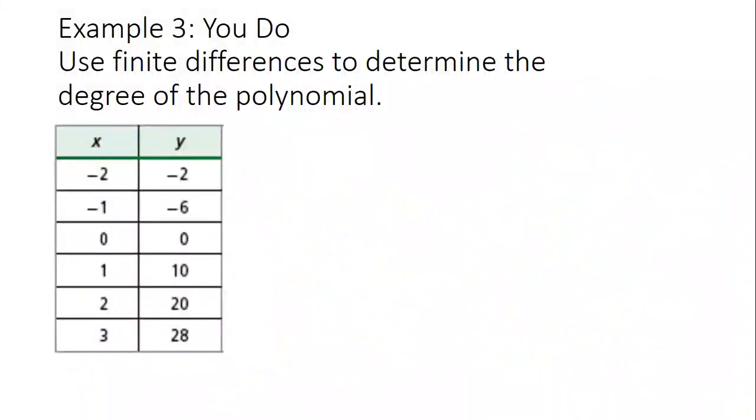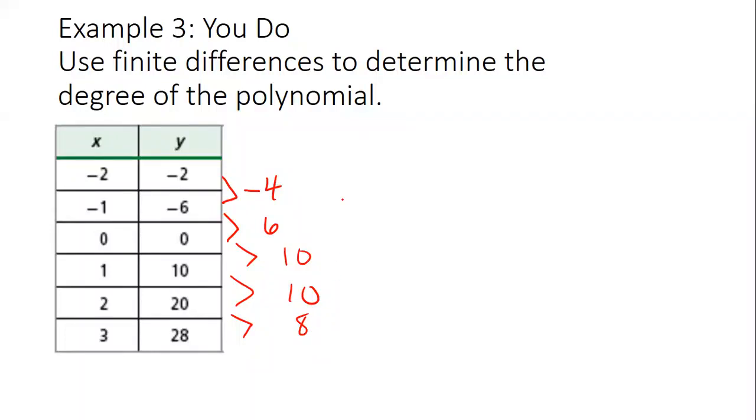All right, here are yours. With me saying nothing. As I walk around, if you need my help or you have questions, please stop me. All right, so for your you do, let's see how you did. Starting off here, we have -6 minus -2, which means -6 plus 2, which is -4. We have 0 minus -6, which is +6. 10 minus 0 is 10. 20 minus 10 is 10. 28 minus 20 is 8. That's your first level of difference.